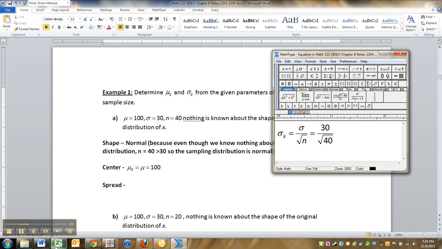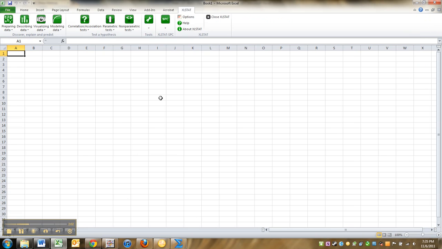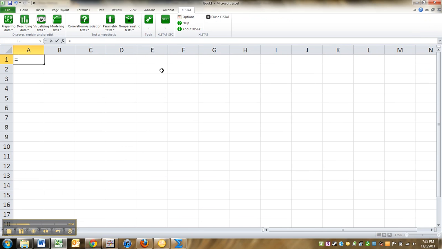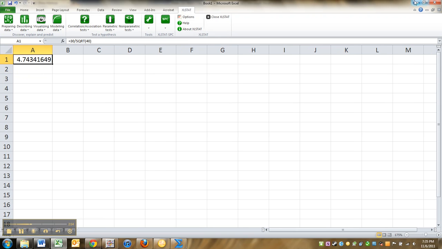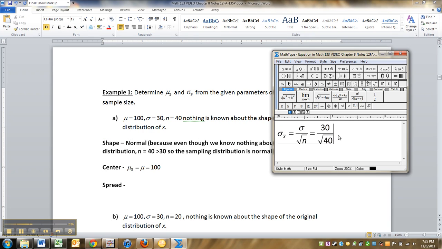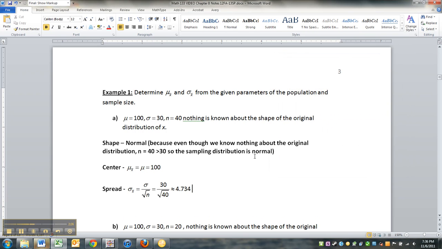Let me pull up Excel for a second. Make this bigger so you can see it. Equals 30 divided by SQRT 40. 4.74 roughly, 4.743, I'll put it in there. Squiggly equals 4.743. There we go. That's all there is to that.